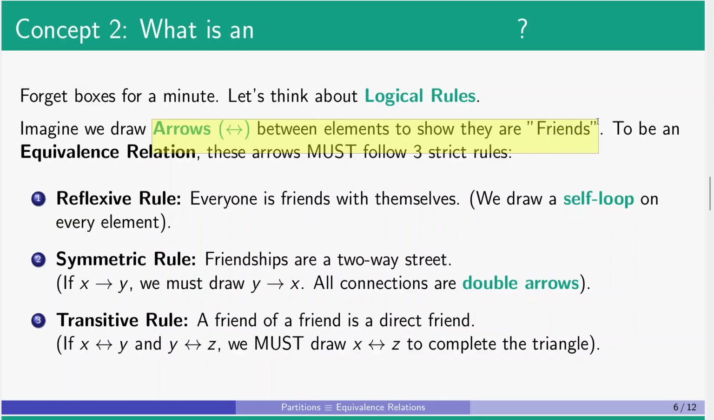Now, not just any set of arrows qualifies as an equivalence relation. Just like partitions had 2 strict rules, equivalence relations have 3 strict rules. And every single arrow in our diagram must obey all 3 of them.